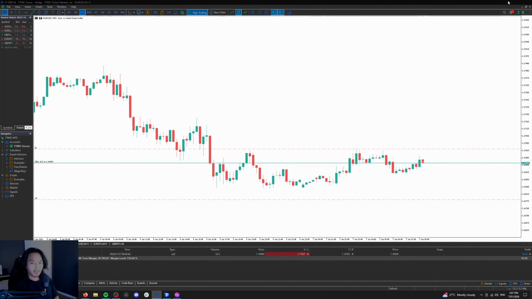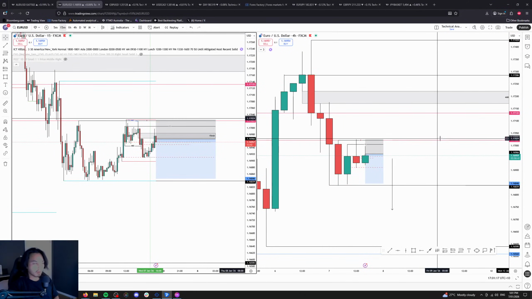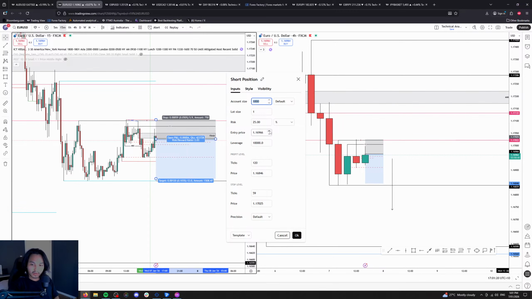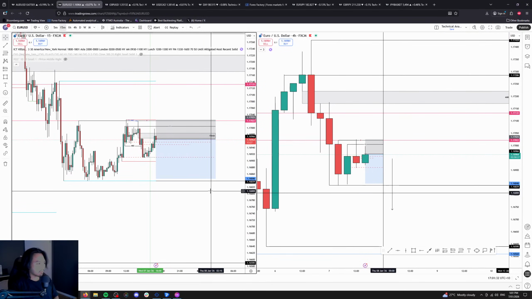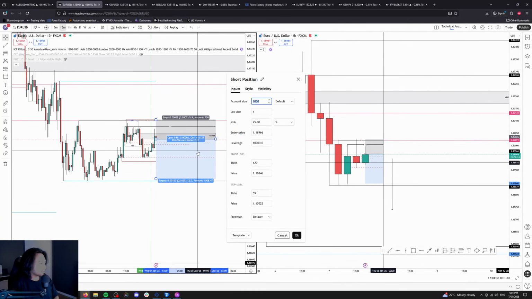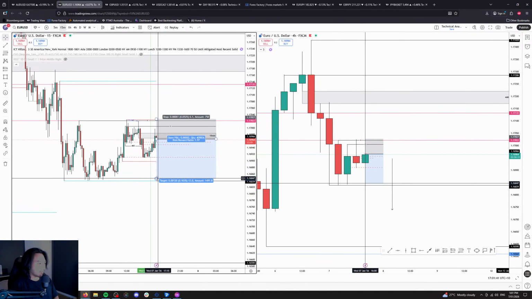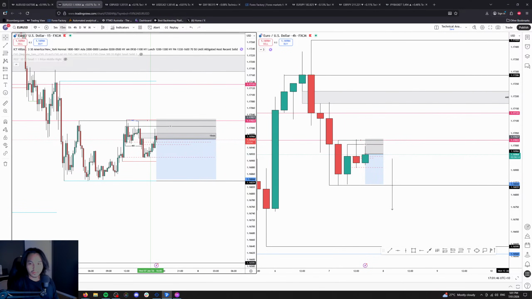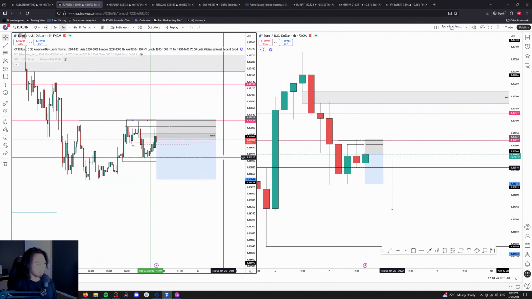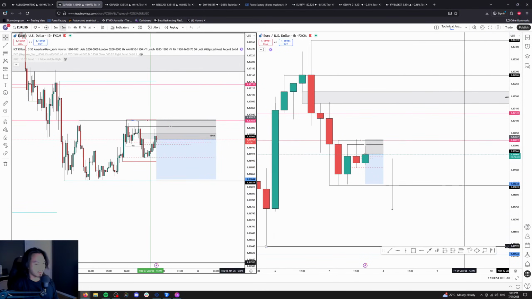So I've been tagged in on FTMO, but on this entry at 166. I thought there was going to be a much bigger move here, but apparently not. Okay, this is my last setup for the day. 1 to 2.